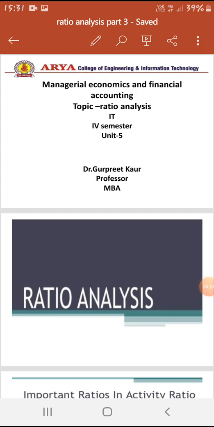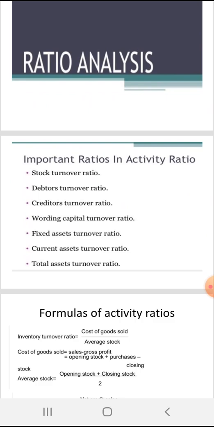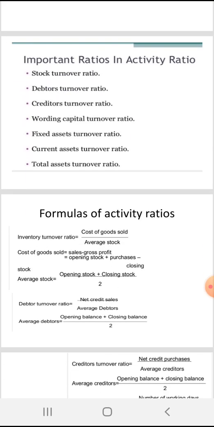Hello students, now let us see ratio analysis, specifically the activity ratios. The different activity ratios are stock turnover ratio, debtor turnover ratio, creditor turnover ratio, working capital turnover ratio, fixed assets turnover ratio, current assets turnover ratio and total assets turnover ratio.